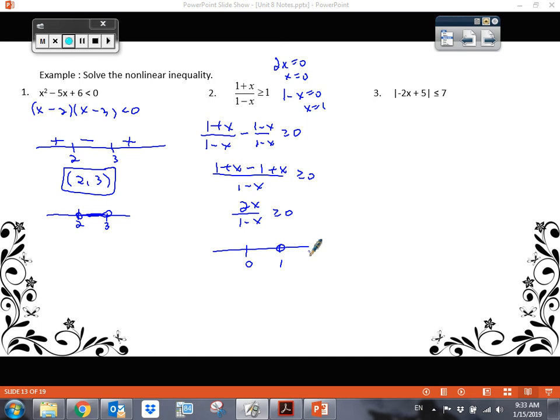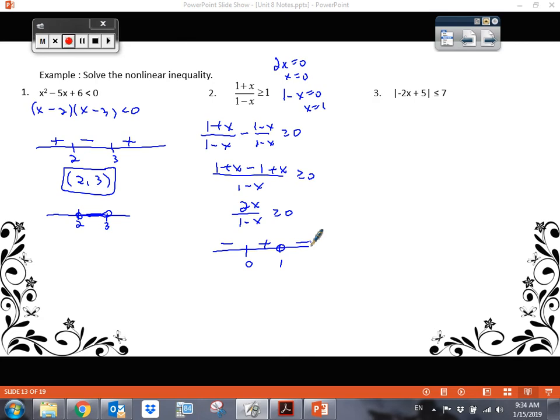So now we do our sign analysis. A little bit more complex. We've got a numerator and denominator to deal with. So I'm going to think about a negative 1. Negative 1 would make the numerator negative. A negative 1 down here would make the denominator positive. Negative divided by positive is a negative. Now 0.5. 0.5 would make the numerator positive, and 0.5 would make the denominator positive. And then say 2. Positive over negative, so negative. So this happens to alternate.